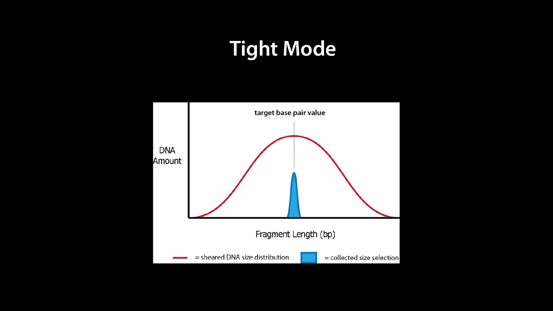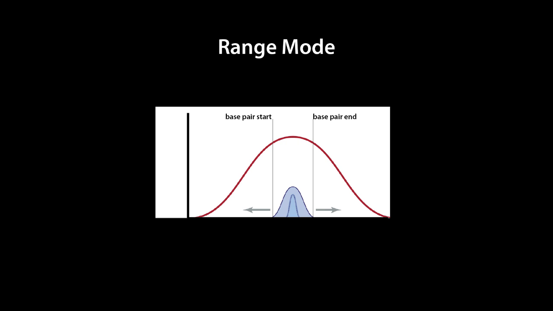There are 3 commonly used modes of DNA size selection. Tight mode collects DNA fragments around a base pair value in a manner that provides the minimum fragment size distribution that is allowed by the resolution of the gel cassette's agarose concentration. Range mode allows users to set a wider range of fragment collection based on a starting and ending base pair value.